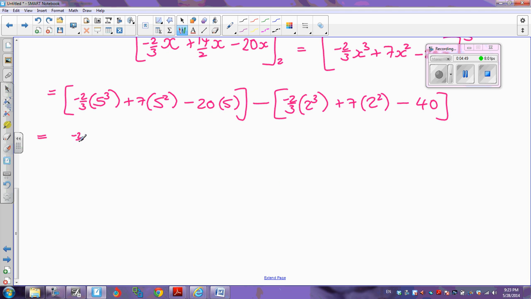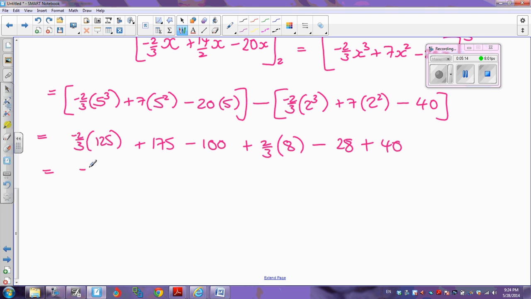So it's minus 2/3 times 125 plus 7 lots of 25, well that's 175, take away 20 times 5, which is 100. And then it's plus 2/3 times 2 cubed, which is 8, minus 7 times 4, which is 28, and then plus 40. Okay, so let's collect this. So this is minus 250 over 3, and let's put the plus 16 over 3 here. Plus, well, that's plus 75, and then that's going to be plus 12.